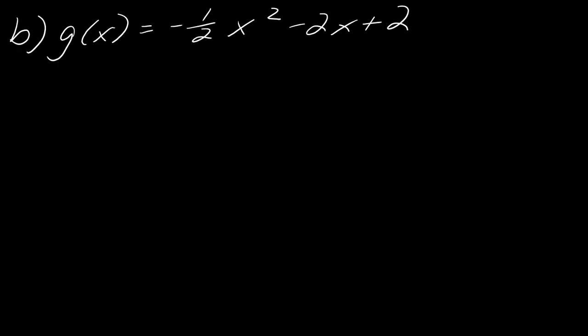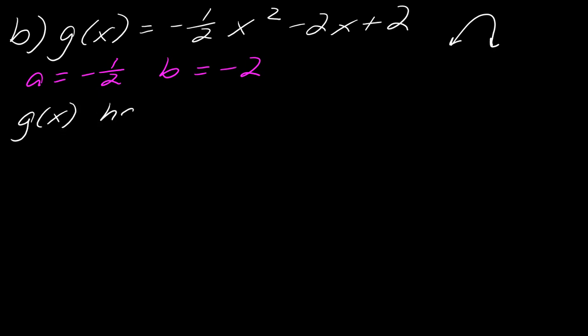Okay, so notice once again, I'll write what's my A. My A is -1/2 and my B is -2. Since A is negative, I don't know exactly how this parabola will graph, but I know this much: it will open downwards, so it has a maximum. So g of x has a maximum.